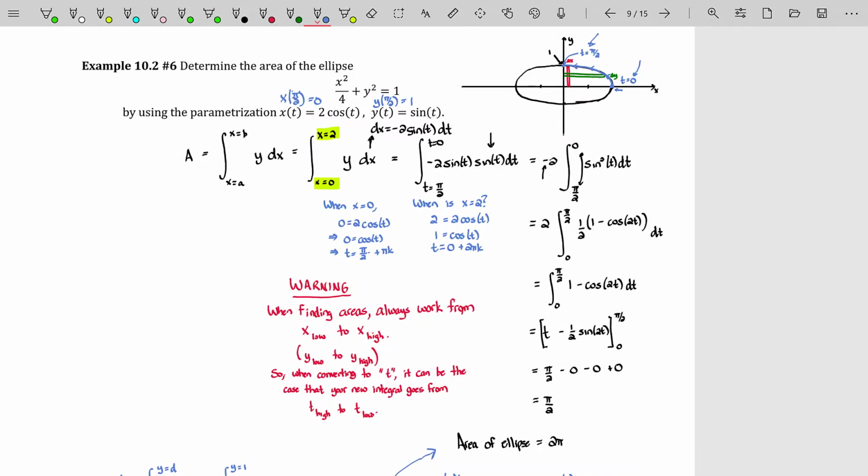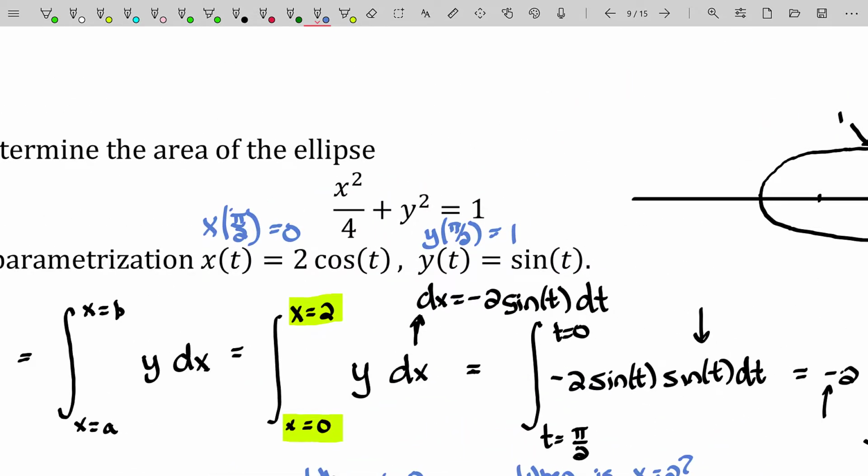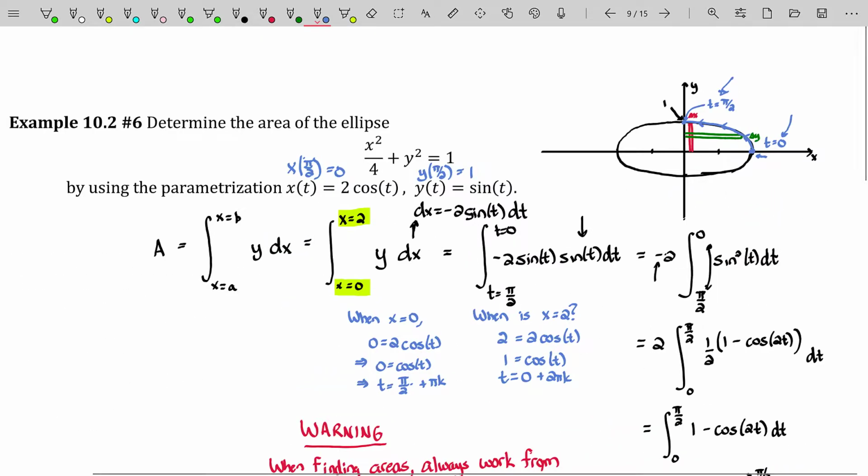Really a cool idea that when you're integrating with parametrics to find areas, you could, if you're lucky, integrate with respect to x or y. It's totally your choice. And this is a theme when you're dealing with parametrics and areas and surface areas and stuff like that. That you can switch gears sometimes, not all the time, but sometimes.